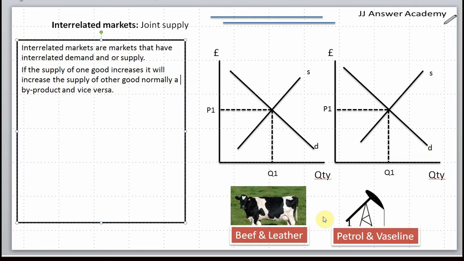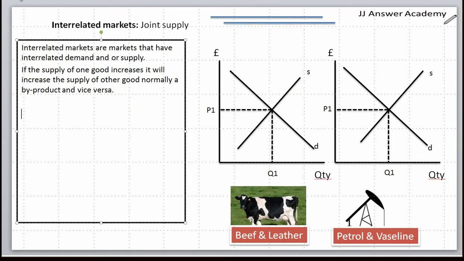So let's understand this. I've given you examples of beef and leather, and petrol and Vaseline. If we increase the supply of petroleum for petrol, the supply of Vaseline will go up as well. Let's have a look at the diagrams, how they will behave in the market.